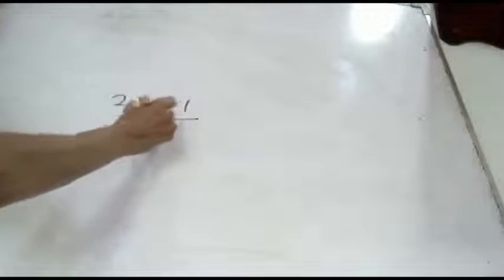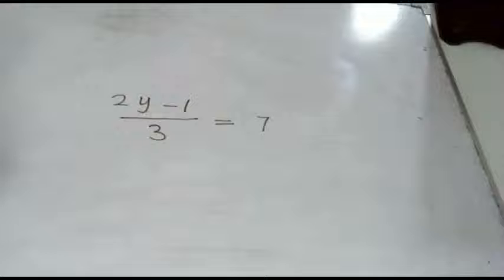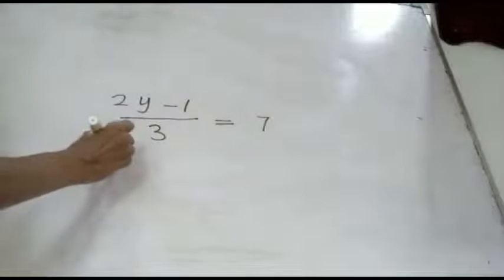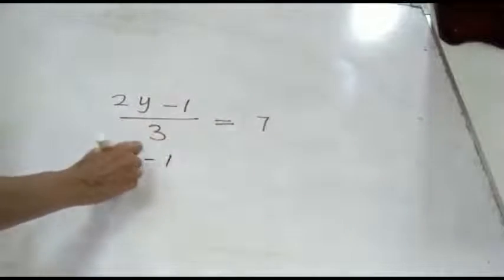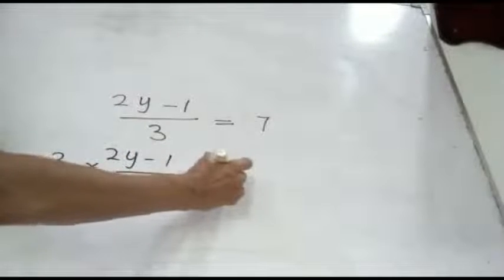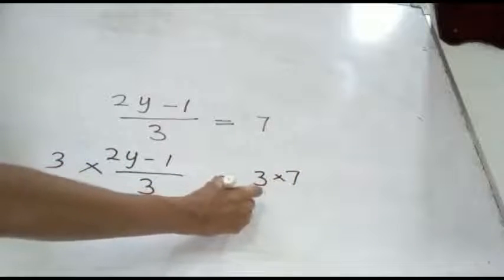Next, (2a − 1)/3 is equal to 7. Both sides multiply by 3. (2a − 1)/3 is multiplied by 3, equal to 7 multiplied by 3.